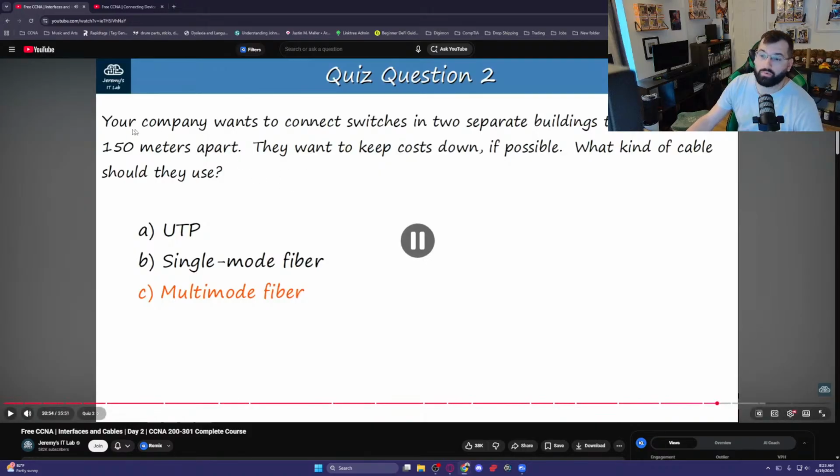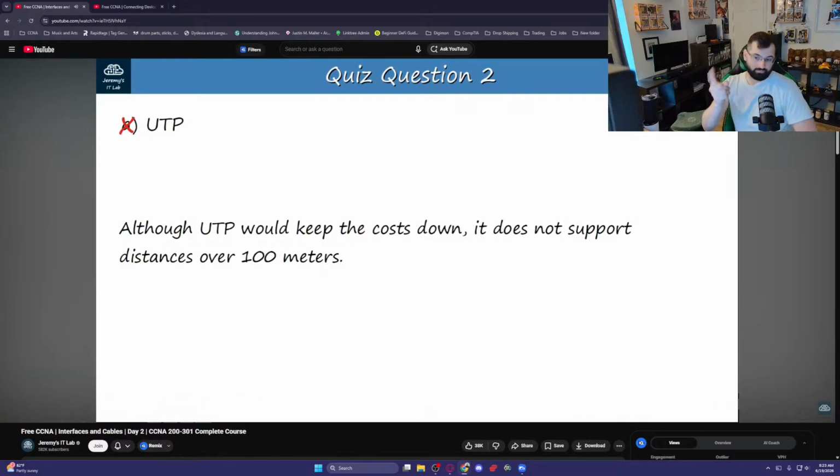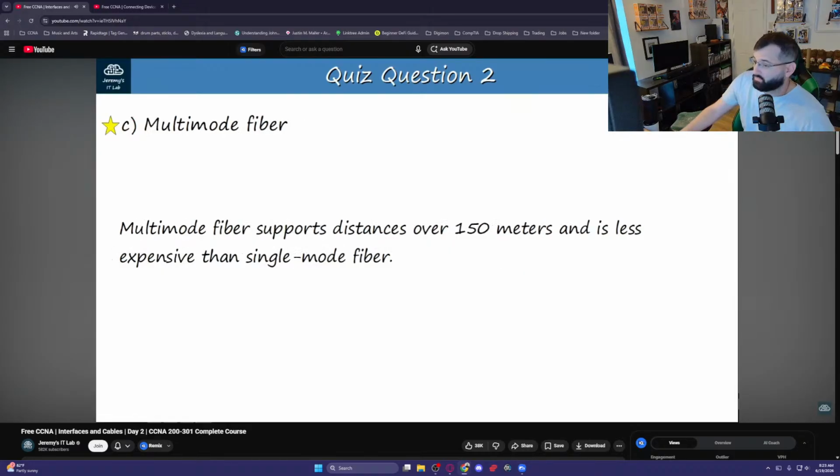Let's check. Oh, it's because it's 150 meters, and UTP only goes to 100 meters. So the normal copper cable is not going to cut it. I mean, coax would probably do it, but we're not talking about that. Although UTP would keep the costs down, it does not support distances over 100 meters. So A, UTP, is incorrect. Although single-mode fiber supports distances much longer than 150 meters, it is more expensive than multi-mode fiber. So B, single-mode fiber, is not the best answer. Multi-mode fiber supports distances over 150 meters and is less expensive than single-mode fiber. So C, multi-mode fiber, is the best answer.